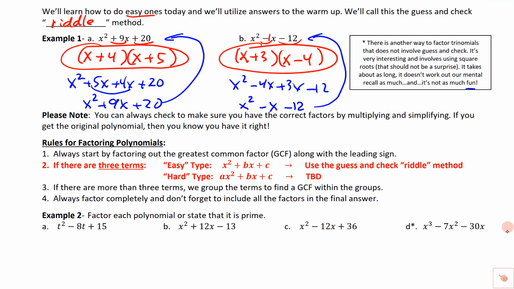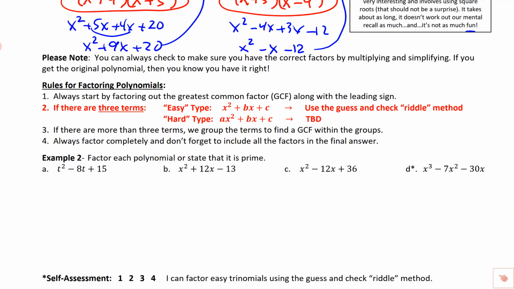So we're going to come down here, and I'm going to show you what our factoring list looks like so far. So again, and I noted this before, we can always double check and make sure we got the answer right by multiplying them together and then simplifying. If you get that original polynomial, then you know that you've got it right. So here's what they look like now. We've talked about rule number 1. It's always take out the GCF. So if there's a greatest common factor that you can take out, do it, because it's always going to make your life a little bit easier.